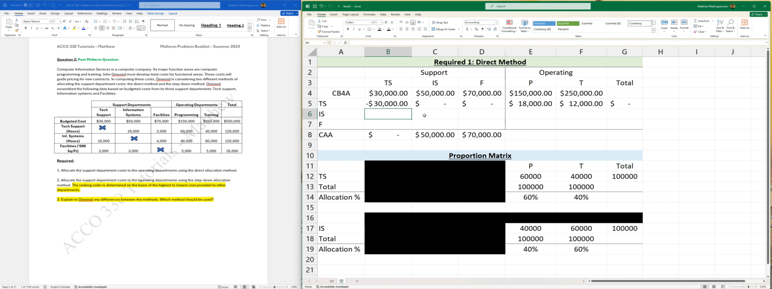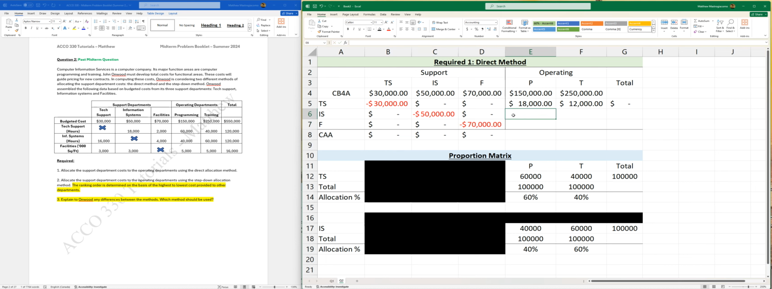So now let's allocate the cost. Now for information systems, guys, we press equals minus on the cost before allocation here, because we're basically taking this 50,000 in cost and we're passing it over to programming and training. Now we're doing the direct method. So basically everything that's in the support gets 0 here. There's no cost allocated to it. There's only cost allocated from it. So we have the 30,000 here that we're minusing. We have the 50,000 for information systems, and you'll see last we have facilities. Okay, and everything else is 0 because we're doing the direct method.